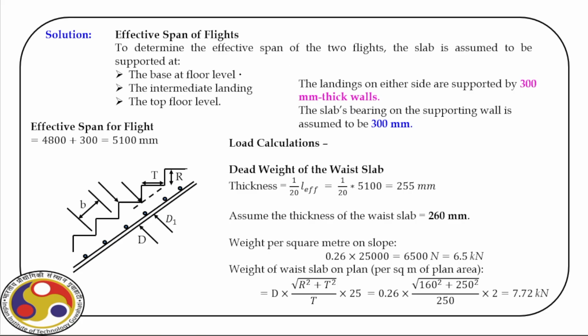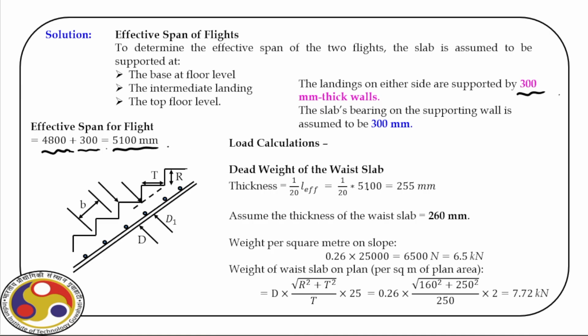First is the effective span. We have the slab which is assumed to be supported at the base, then at the intermediate level, and then at the top level, right? And the width of the wall is 300 millimeter. So the effective span is 4.8 meter, plus on either side we have 300 millimeter support. So the center line of the support, if we consider, we have to add 300 millimeter here. So we have 5.1 meter or 5100 millimeter.